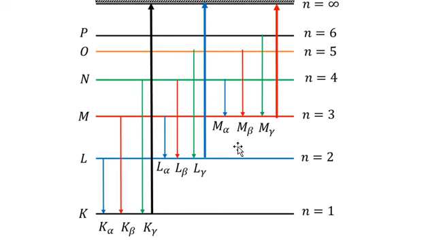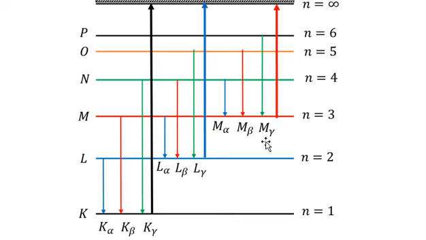Similarly, the M series has been shown. When the electron moves from the N shell to the M shell to fill the hole vacancy, then of course M alpha is generated. And when the electron moves from the O shell to the M shell to fill the hole vacancy, then of course M beta is generated. And similarly, when the electron moves from the P shell to fill the vacancy in the M shell, then of course M gamma is generated.